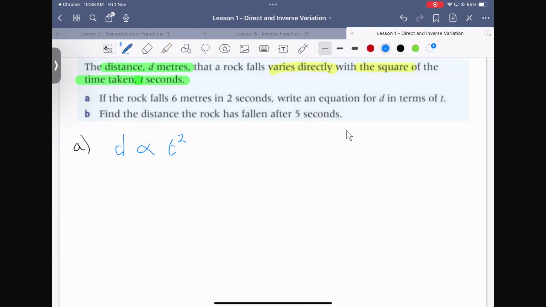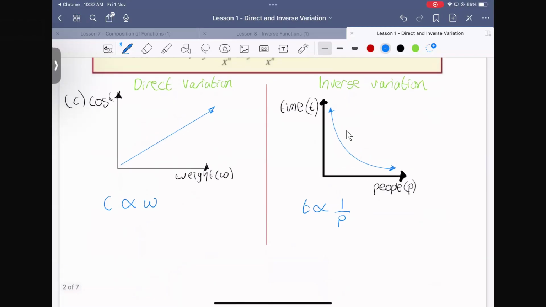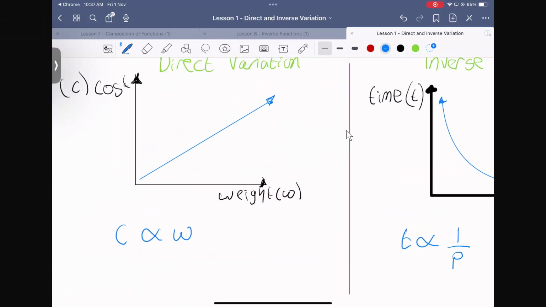So let me go back onto this one. If we're doing direct variation, if I buy 1 kilo of tomatoes, does it cost 1 dirham? No. Why not? There's some other factor, isn't there? If I buy 1 kilo of tomatoes and I buy 1 kilo of chicken, it's not going to cost the same amount.